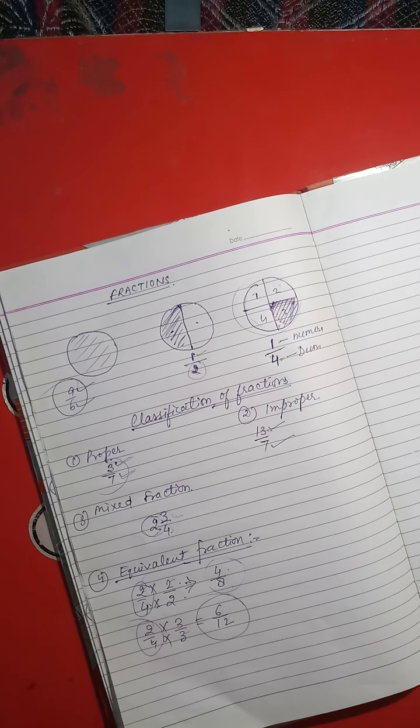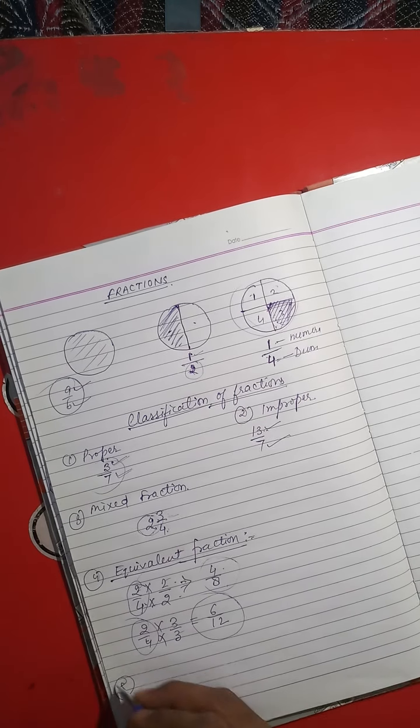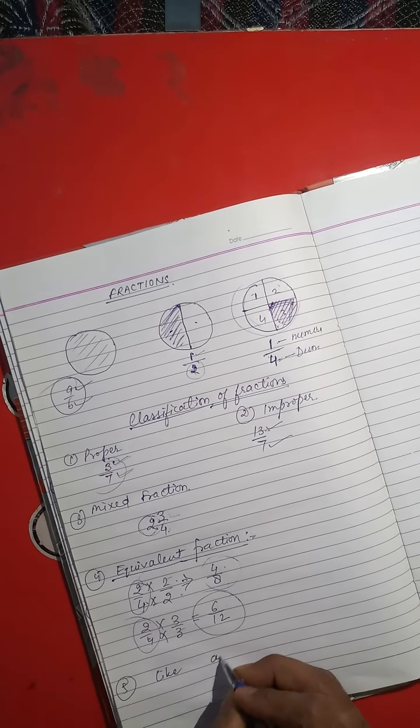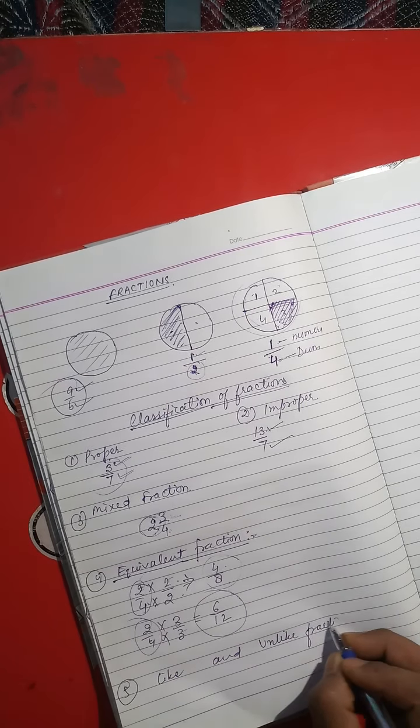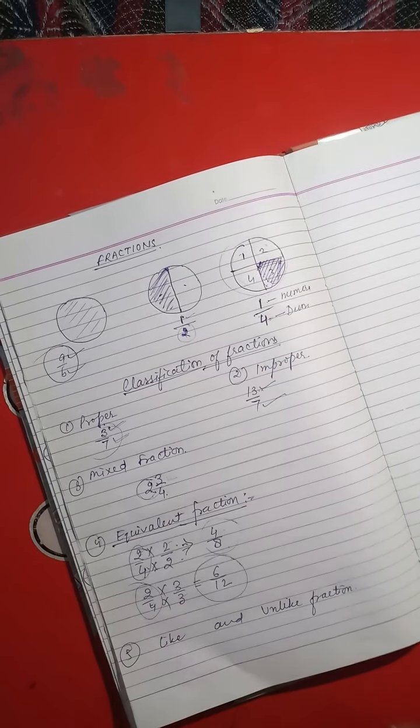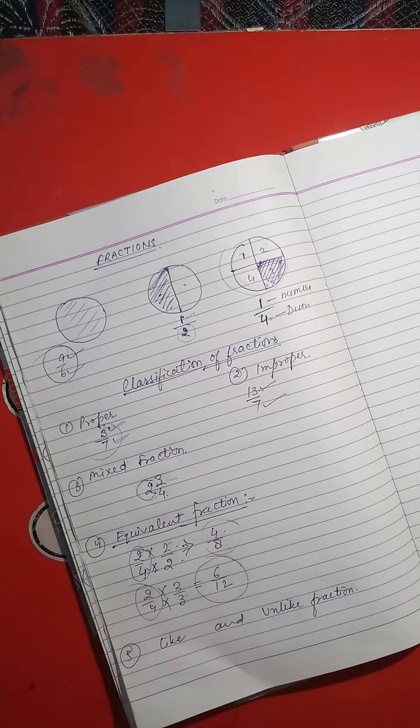Okay. Now like and unlike fractions. Like और unlike fractions क्या होते हैं? Okay. Now like fractions are the fractions having the same denominator.